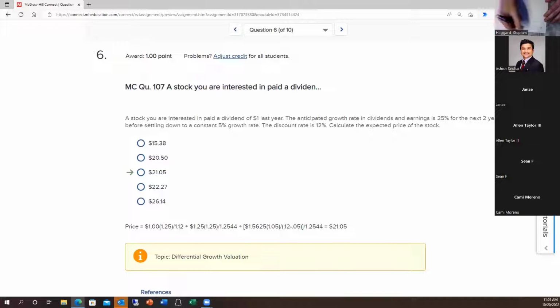Okay, so we've got the growth rate. The first one is 25%. And then the second growth rate is 5%. And then we have a discount rate of 12%. And they're asking us to calculate the expected price of the stock.